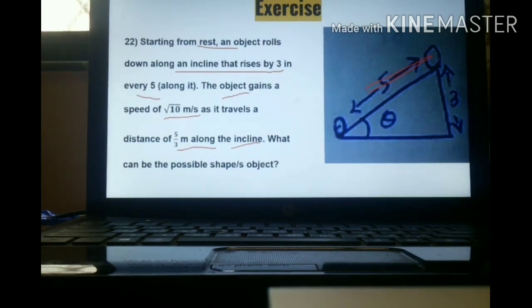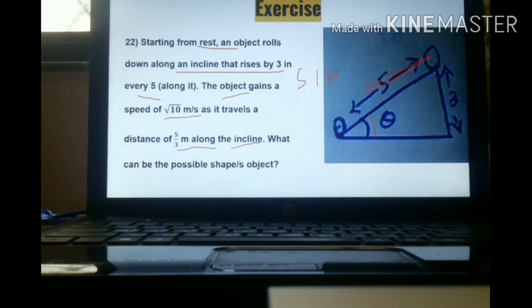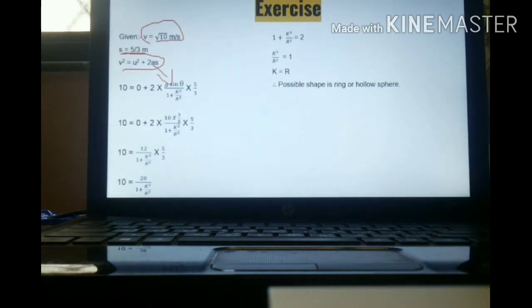If we take sin theta, what is sin theta? Opposite upon hypotenuse. 3 is the opposite side, and what is the hypotenuse? 5. So in place of sin theta, what can we substitute? 3/5. This has been done over here. You can see what has been substituted in place of sin theta? 3/5. So we have substituted 3/5.